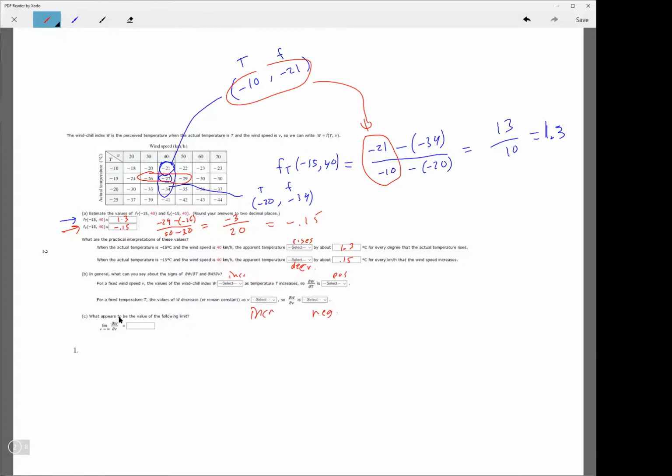Okay, now this last part, what appears to be the value of the following limit? The limit as V goes to infinity of dW/dV. Okay, so as you're moving out here, your wind speed is getting more and more, right? And so here, let's follow one of these lines. This went down by 3.